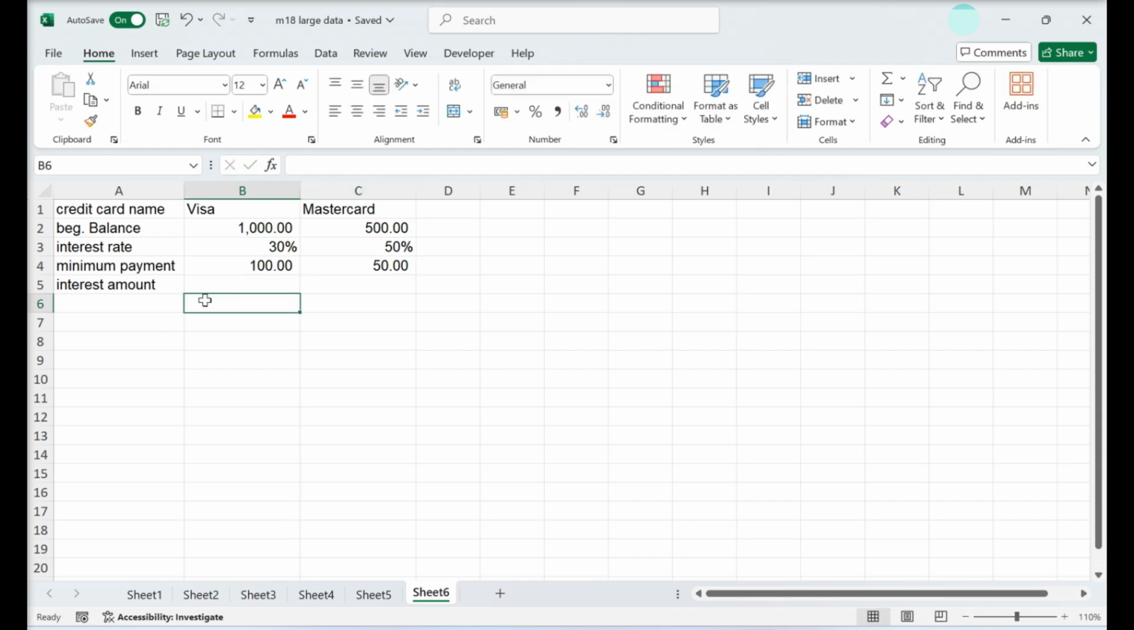Calculate the monthly interest amount. The annual interest rate is divided by 12 to arrive at a monthly interest charge.